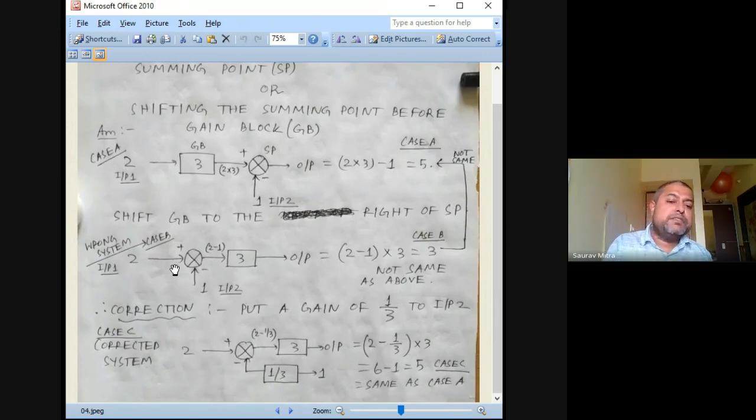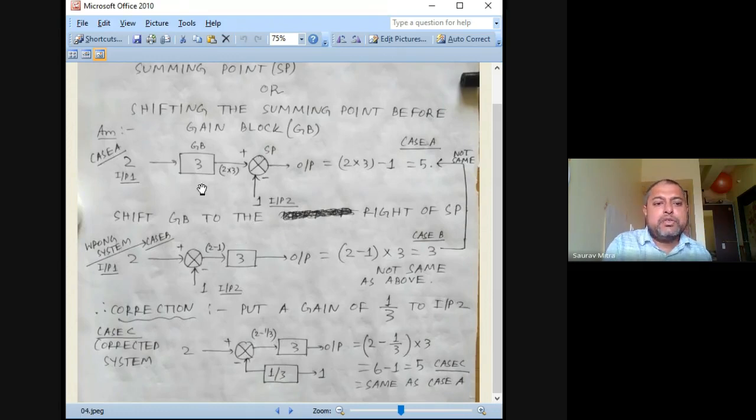Now what we are doing is shifting the gain block after the summing point. We are making no other change, but the output should be 5. That is constant. This shifting should not change the output. So the inputs should be 2 and 1, and the output should be 5. In between, you can make any change to the system configuration, but with these two inputs, the output should be 5. But in this case we have just made the change, without any adjustment afterwards.